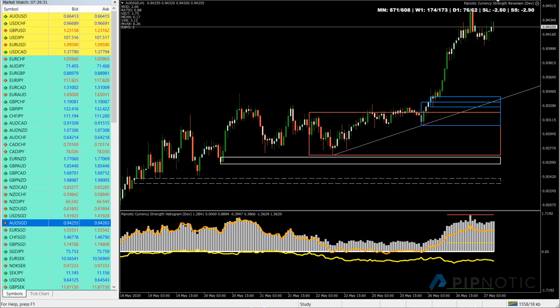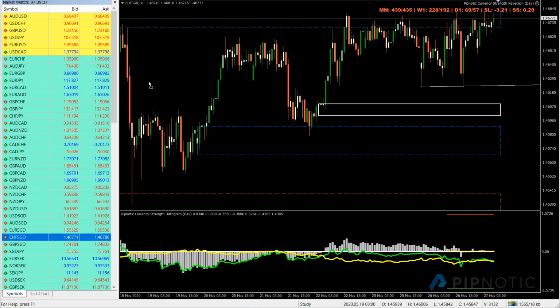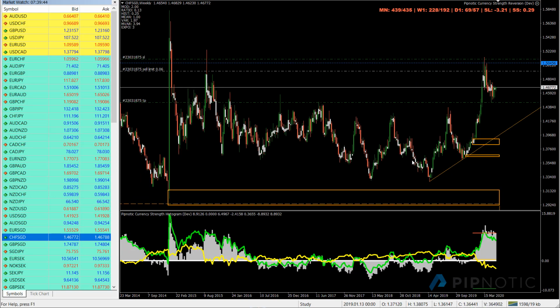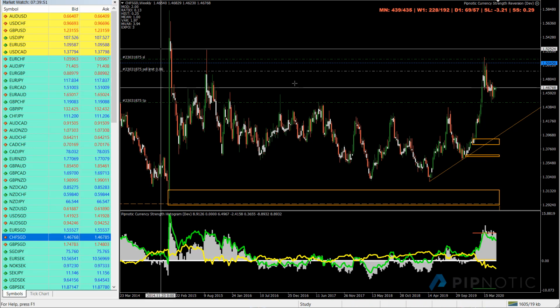The Swiss franc, Singaporean dollar. We talked about this as well yesterday. So this is bigger. This is weekly. You notice that we're all the way up there. We're getting very, very close to these highs. We had a push through these highs here. Let's mark off where they are.